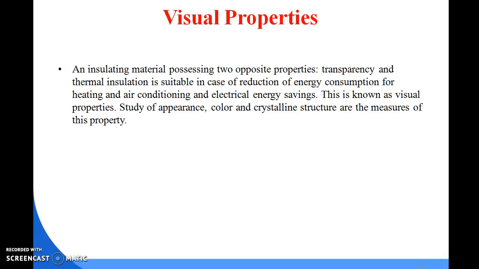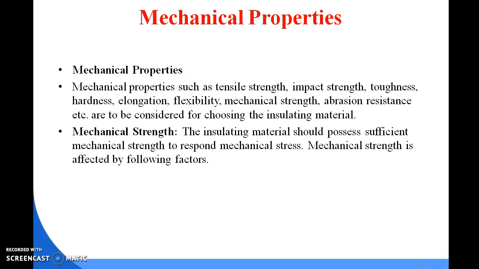Study of appearance, color and crystal structure are the measure of these properties. That means we can measure here what is the color, what is the appearance and crystalline structure of your dielectric materials or insulating material, etc. We can measure by visual properties. Okay, clear? So next we come to another property that is called the mechanical properties.